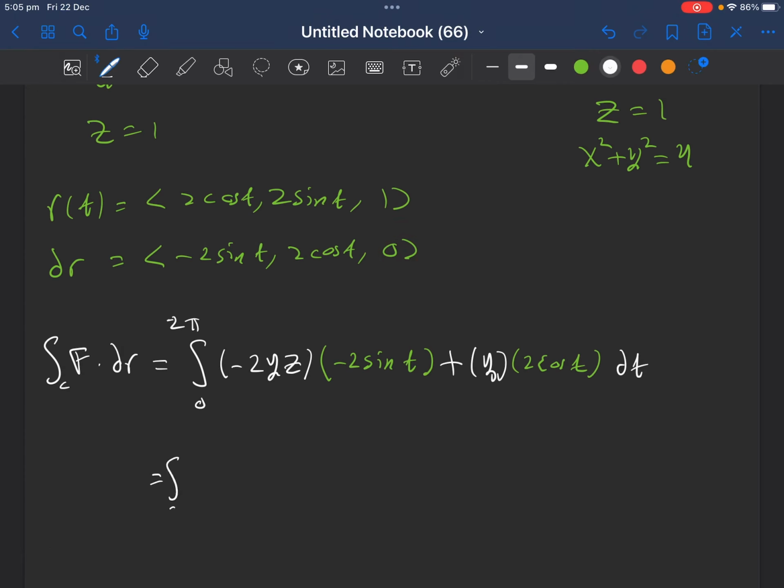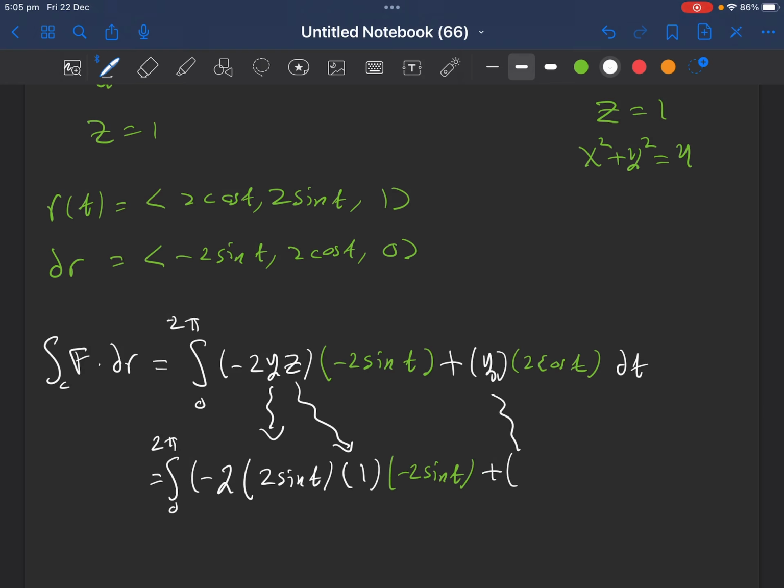Next step, put everything back in terms of t. So it would be 2 times, what is y? y is 2 sine t. What is z? z is just 1, times 2 sine t plus the y. What is the y? It would be 2 sine t times 2 cosine t, of course, dt.